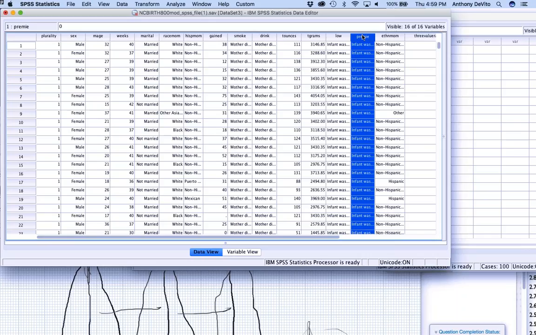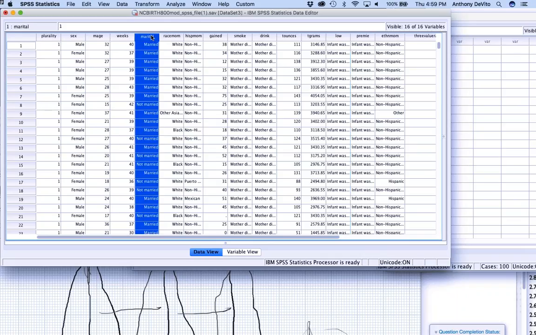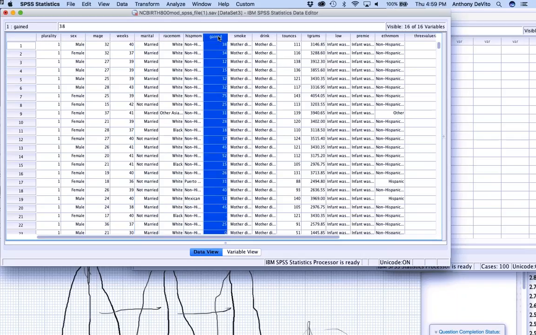So let's see what I might be interested in looking at here. If I'm looking at a t-test, let's see if married versus not married women gained different amounts of weight during pregnancy. What kind of variable is married or not married? Nominal, right? It's a categorical variable. What kind of variable is the amount of weight gained? Numerical. Numerical variable, categorical variable.